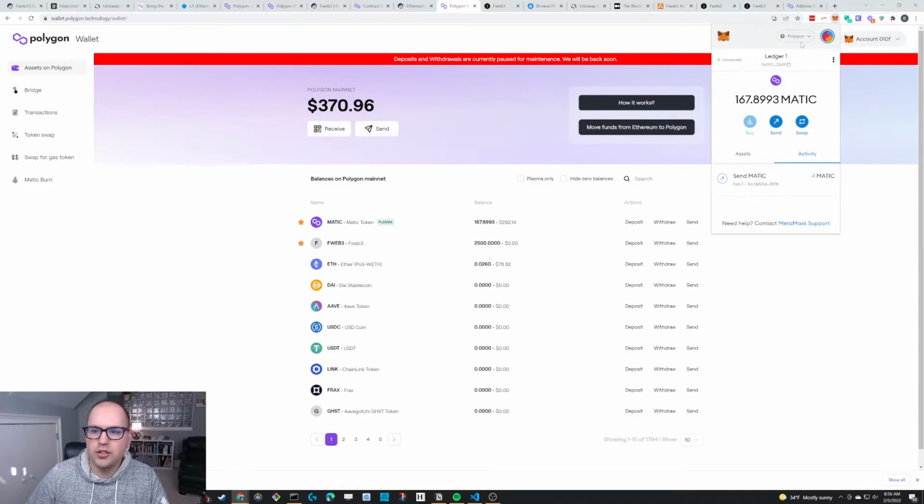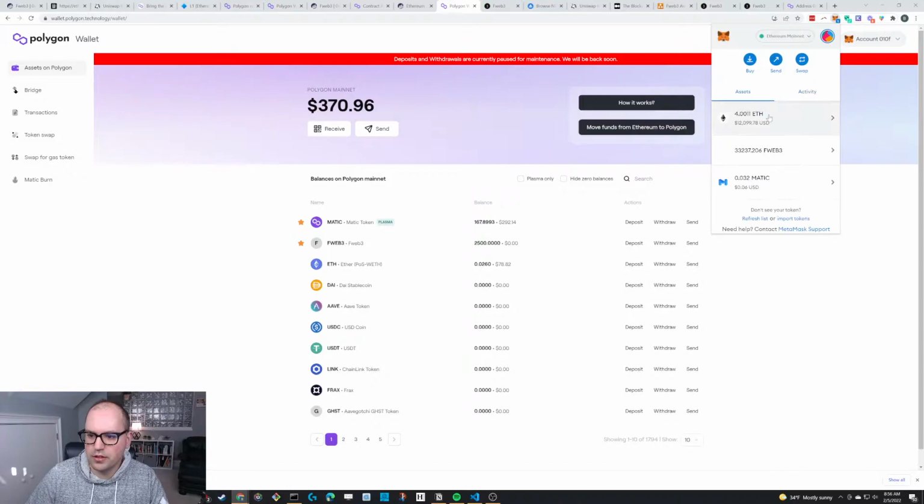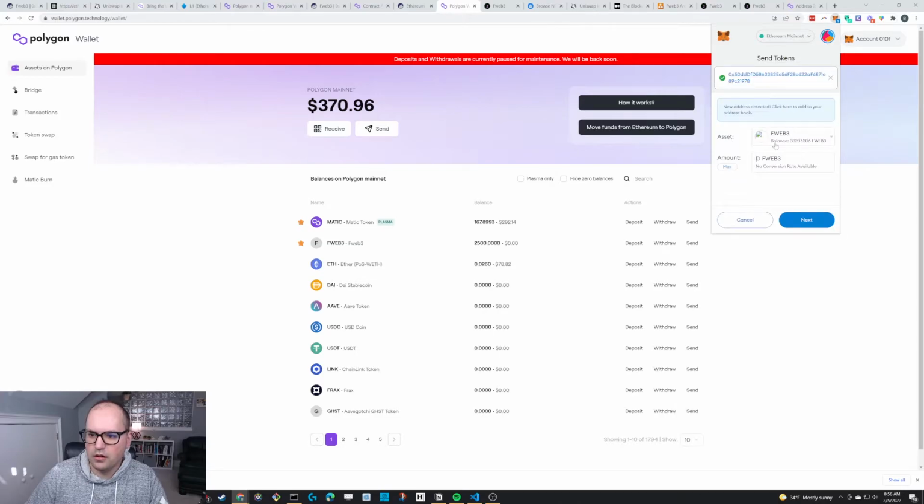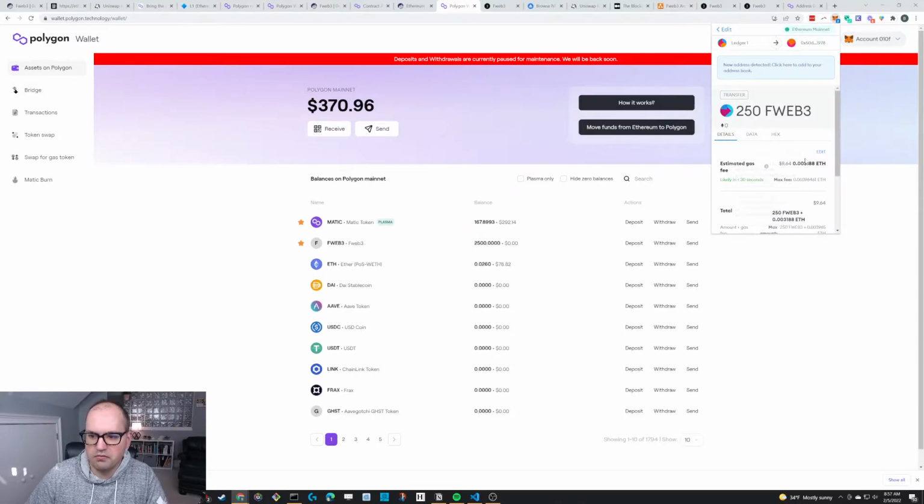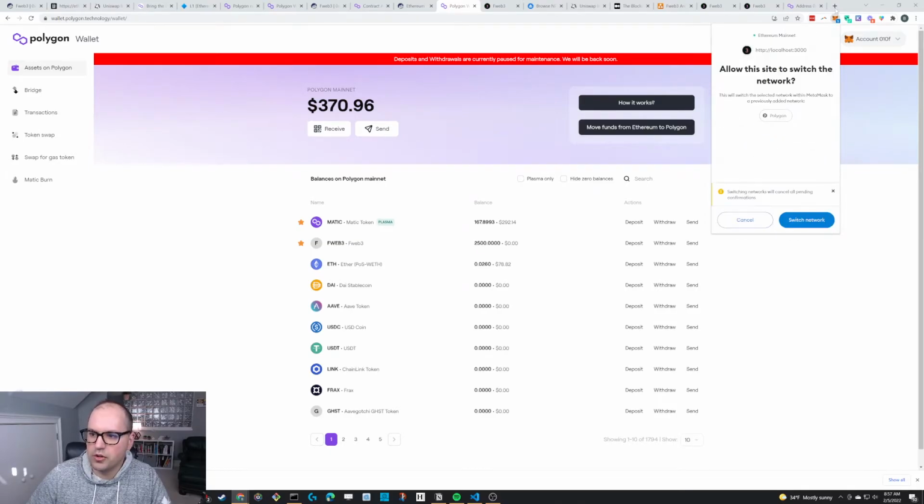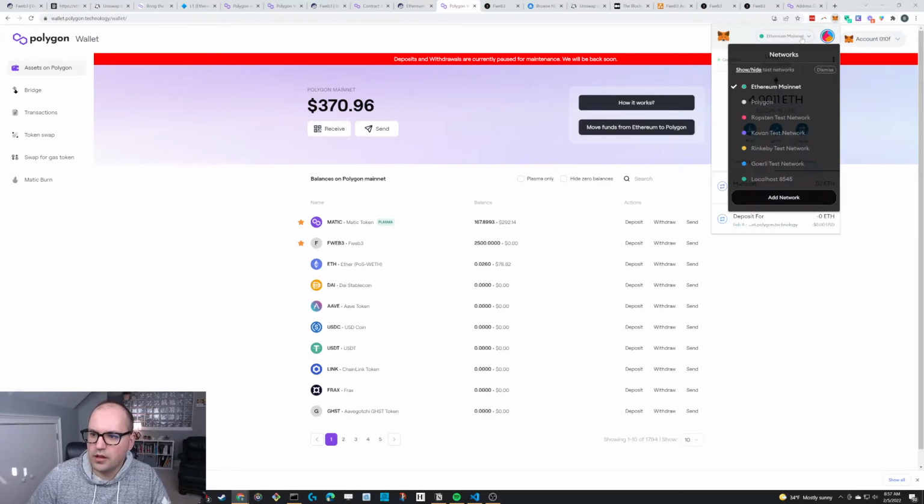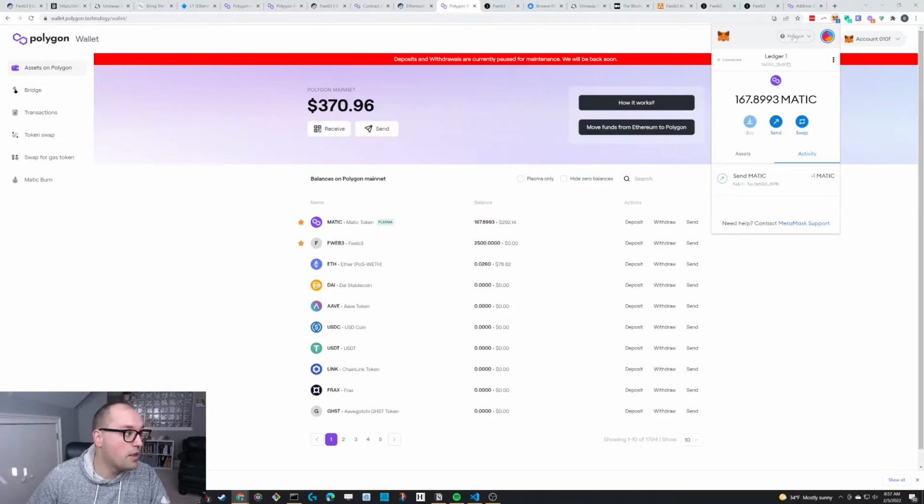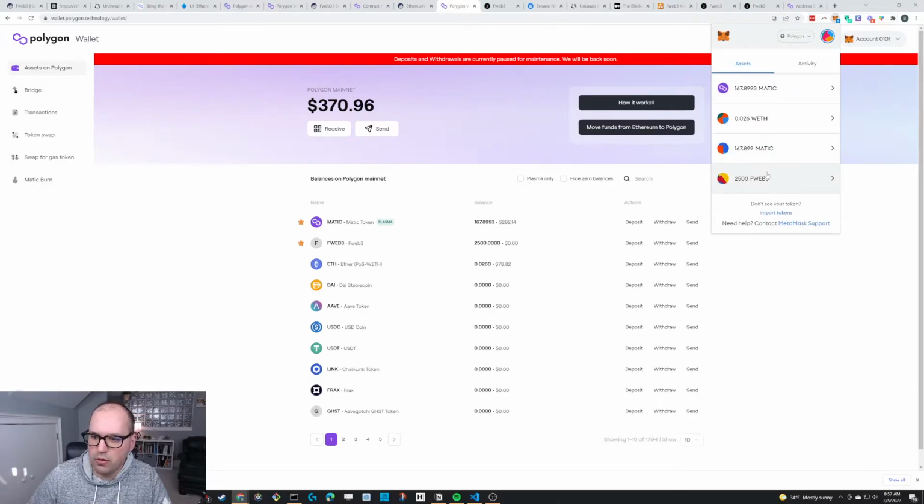Remember how much it costs to send a Fweb3 token on Ethereum. Just to give you a refresher, here are my tokens. I'm on Ethereum mainnet. I'm going to send it here, and I want to send 250 tokens as an example. I go next, 250, $10. Expensive. Let's go ahead and reject that. Cancel. Now let's go over to Polygon. Now I'm on the Polygon network. I added it to my ledger. Everything's good. Here's my asset, here are my Fweb3 tokens.